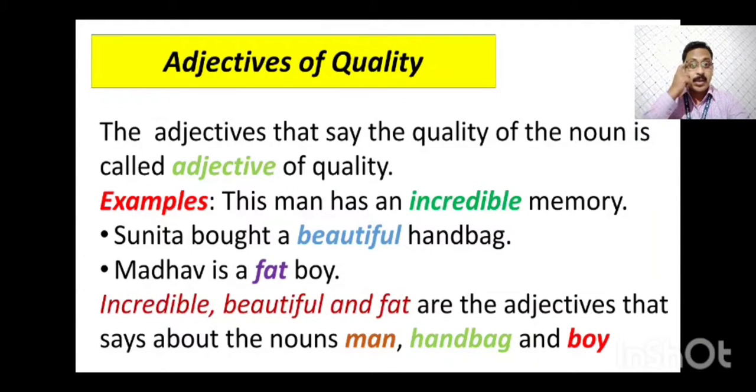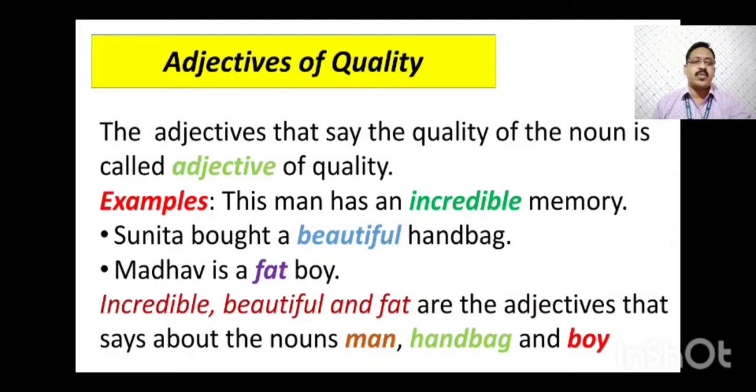This man has an incredible memory. Here in the sentence memory is the noun. So what type of memory? Incredible memory. So incredible is the adjective we use to describe that man's memory. So incredible is the adjective of quality in this sentence.